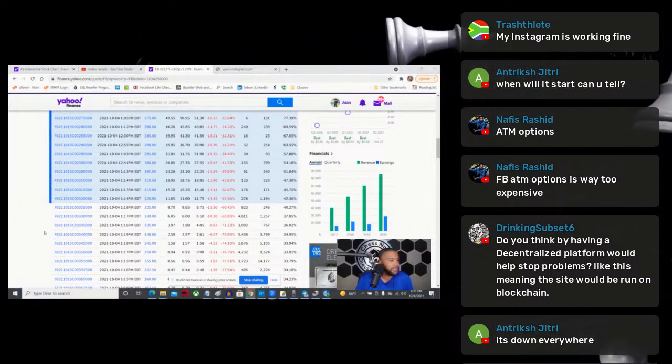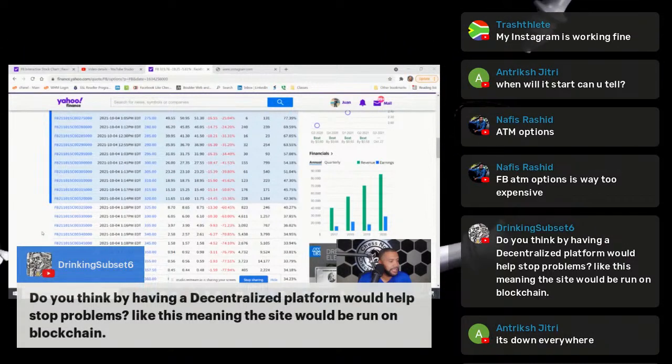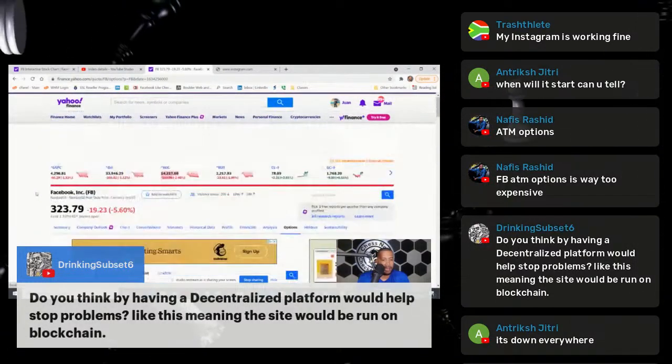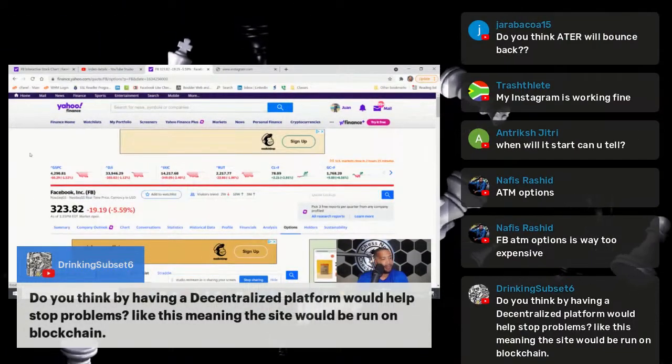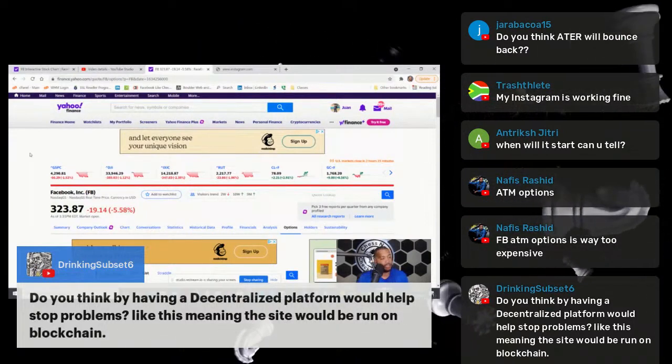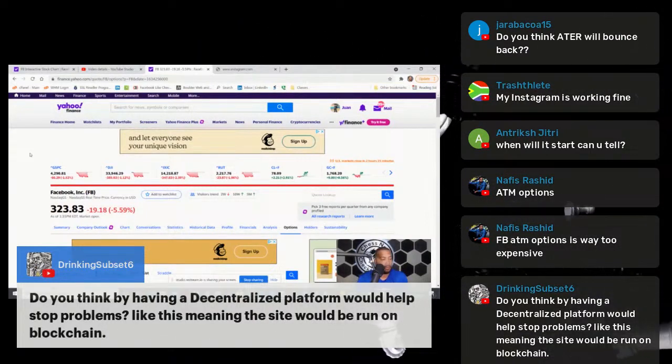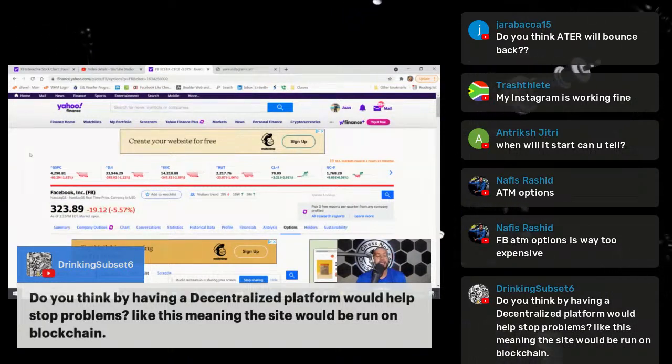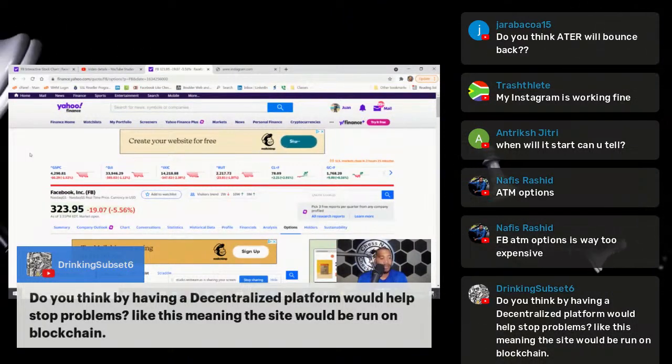Somebody has a question. Do you think having a decentralized platform would help stop problems like this? Meaning the site would run on the blockchain. A site can't run on the blockchain. That's impossible. And I'm not trying to shoot you down, I'm really trying to explain what the blockchain is. The blockchain as it is today, you can't run a site on it.